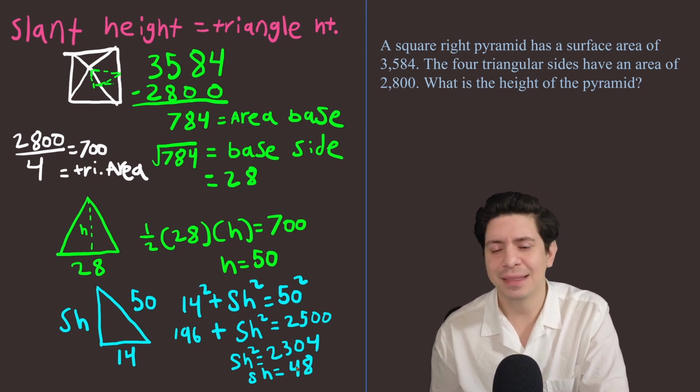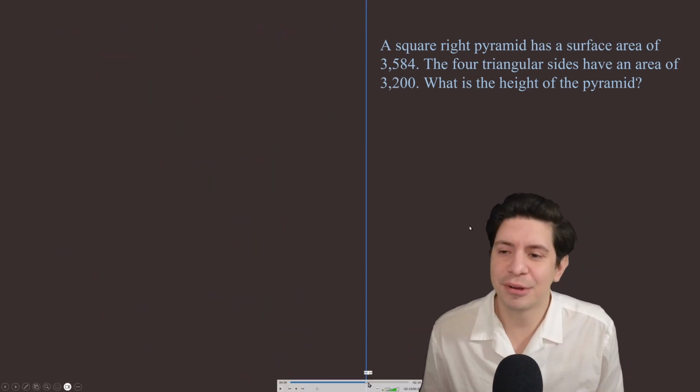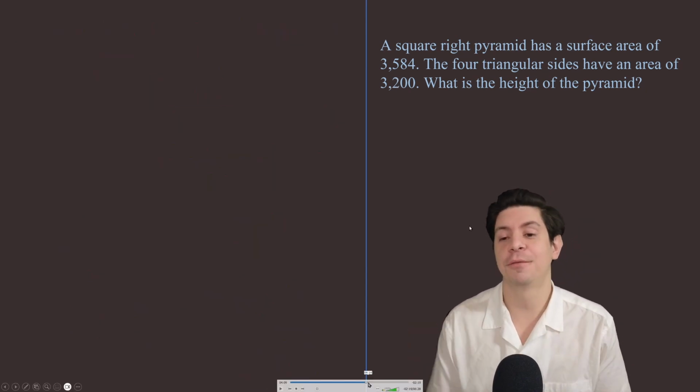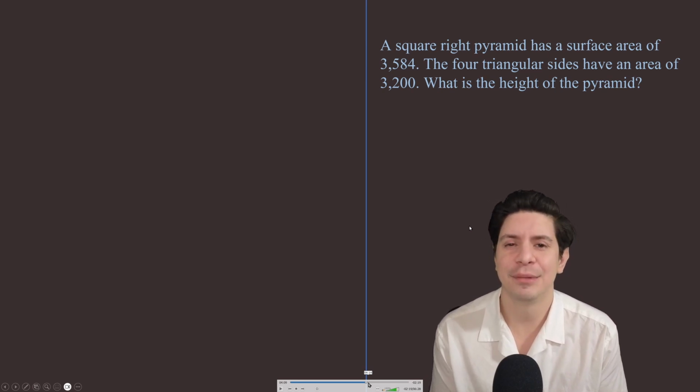All right, so if you got this, then I'd love to know if you can do the next one here. A square right pyramid has a surface area of 3,584. The 4 triangular sides have an area of 3,200. What is the height of the pyramid? Let me know if you get that one.